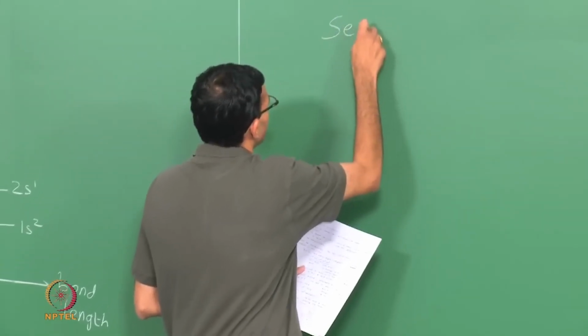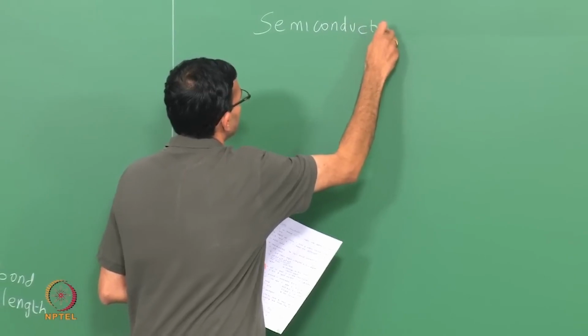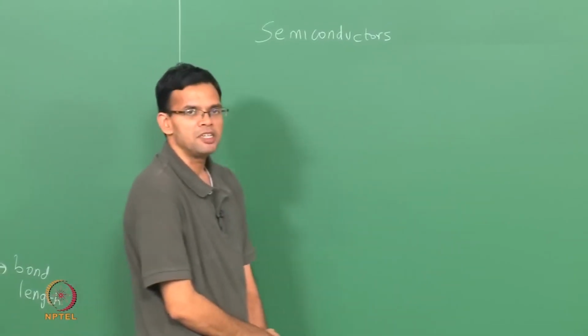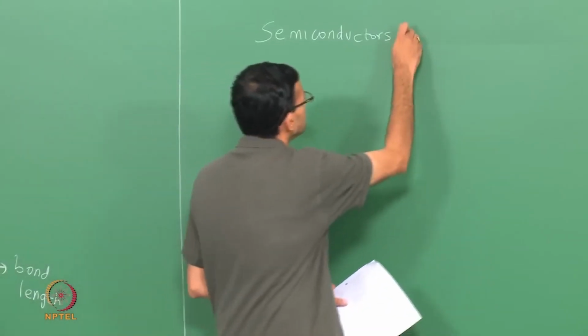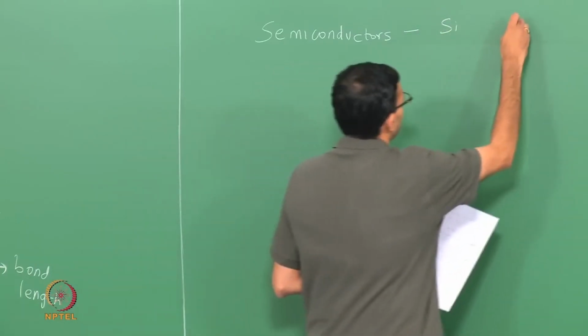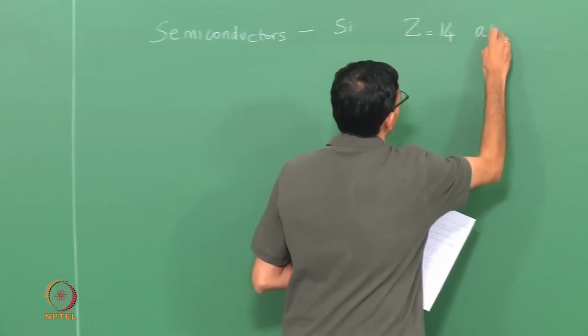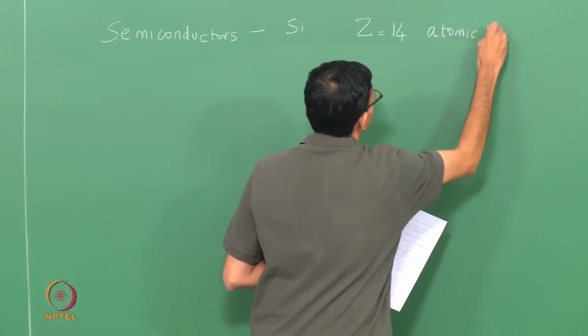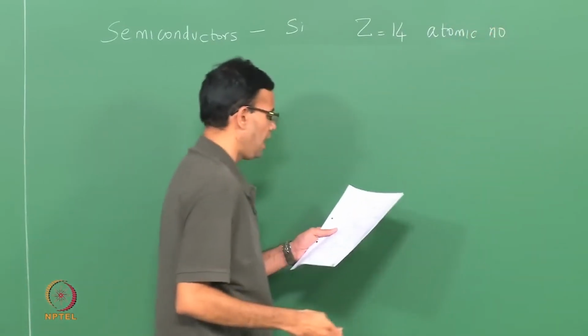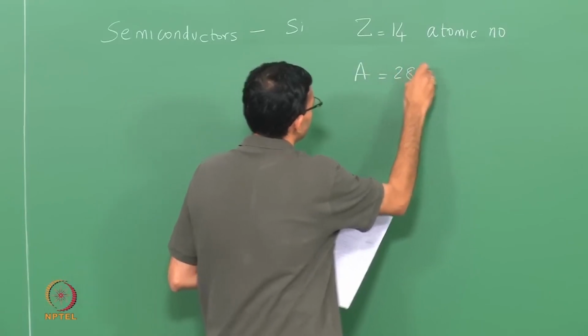When we talk about semiconductors, the dominant material there is silicon. Silicon has an atomic number of 14. It has an atomic weight of 28 grams per mole.